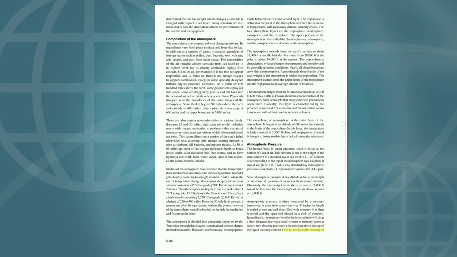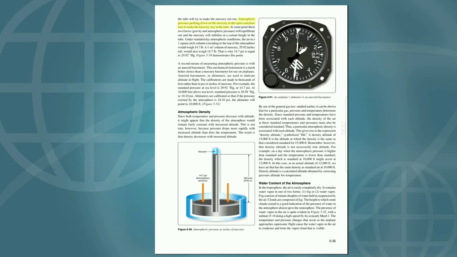Gravity acting on the mercury in the tube, Figure 5-34, will try to make the mercury run out. Atmospheric pressure pushing down on the mercury in the open container tries to make the mercury stay in the tube. At some point these two forces, gravity and atmospheric pressure, will equilibrate and the mercury will stabilize at a certain height in the tube. Under standard day atmospheric conditions, the air in a 1 in² column extending to the top of the atmosphere would weigh 14.7 pounds. A 1 in² column of mercury, 29.92 inches tall, would also weigh 14.7 pounds. That is why 14.7 psi is equal to 29.92 inHg. Figure 5-50 demonstrates this point.